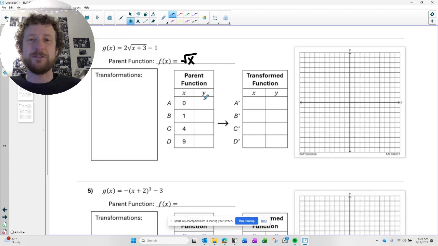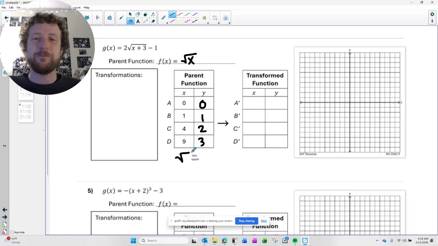And so I'm going to go 0, 0, 1, 1, 4, 2, 9, 3. And the reason that's happening is because this is the square root function, so it's taking the input and square rooting it, and you get the output. The square root of 9 is 3, and so on.